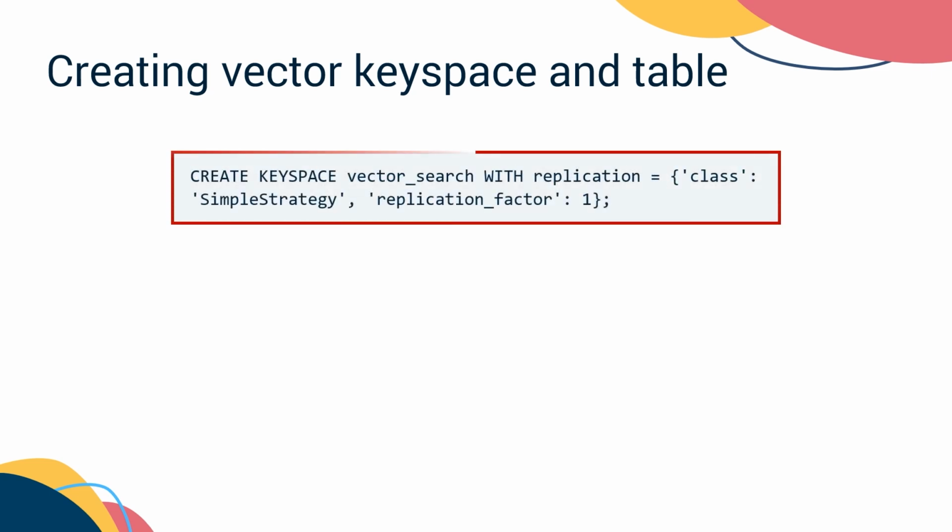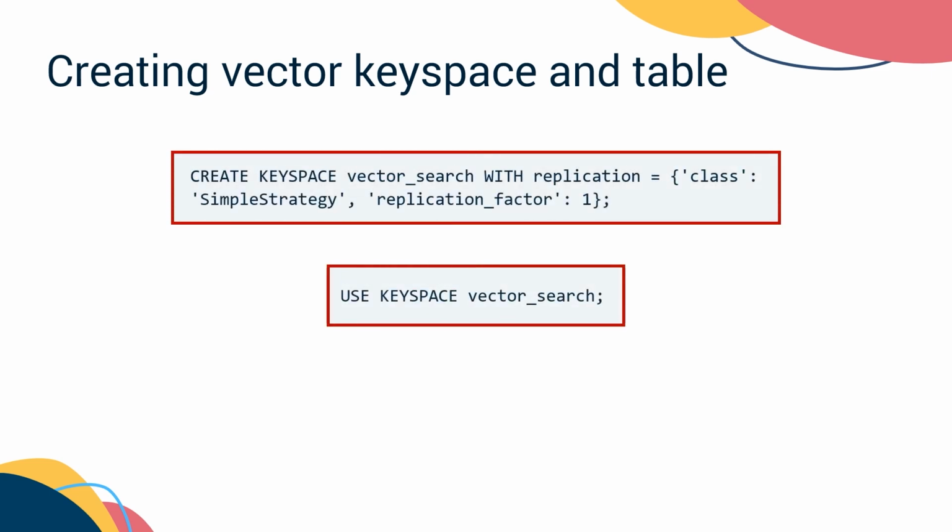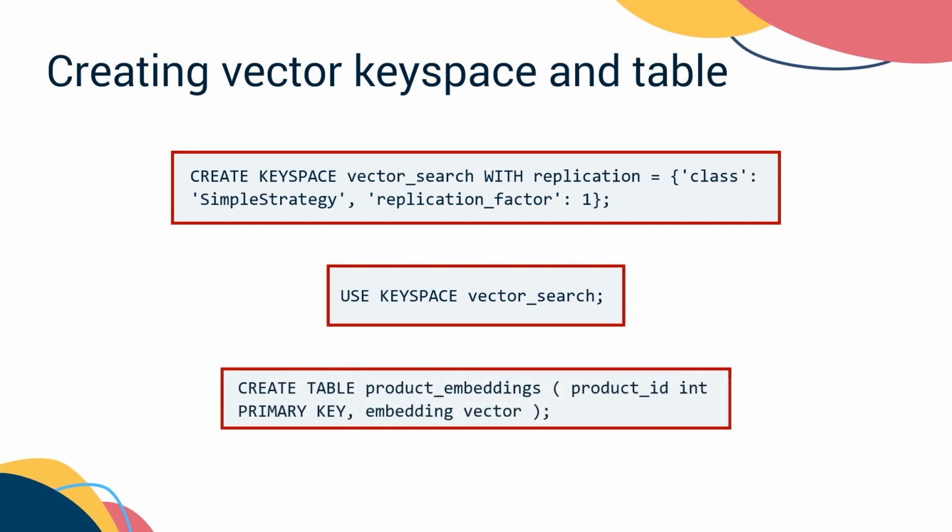Use Cassandra Query Language, or CQL, to create a key space specifically for your vector search data. Now, define a table with a column designated for storing vector data using the new vector data type. This script defines a table named Product Embeddings within the vector search key space. Here, Product ID is the primary key for efficient data retrieval. The data type vector introduces a new column named Embedding, where you'll store the vector representations of your product data.